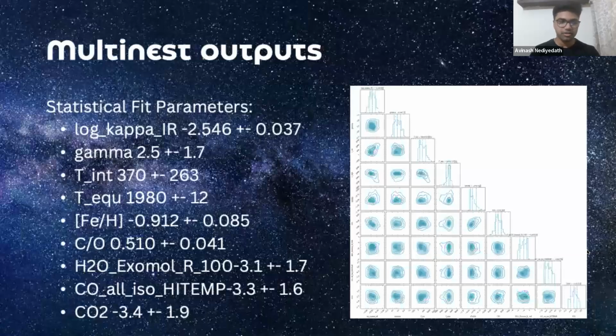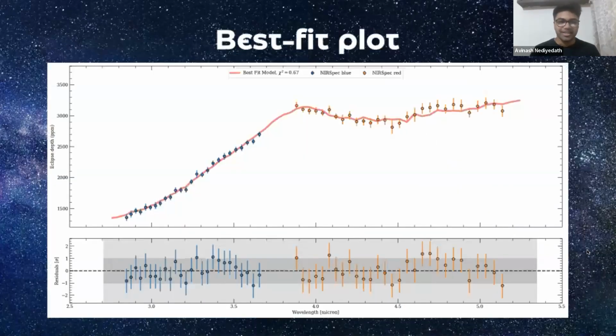You can actually see the statistical fit parameters for our metallicity and the carbon to oxygen ratio. You can go to the next slide. And yes, the star of the show, the best fit plot. The best fit model, as you all know, represents the theoretical atmospheric parameters and the spectral features that are observed within the observed data. So it is the main model that provides the closest match to the actual observations.